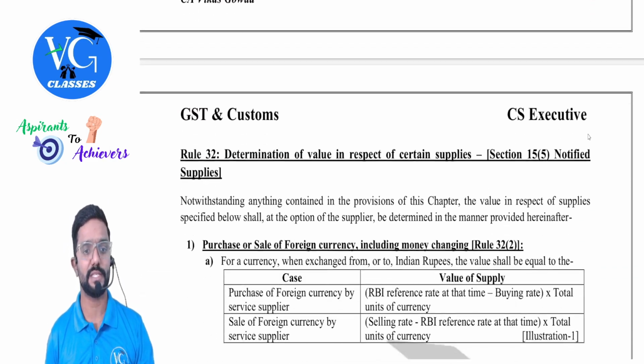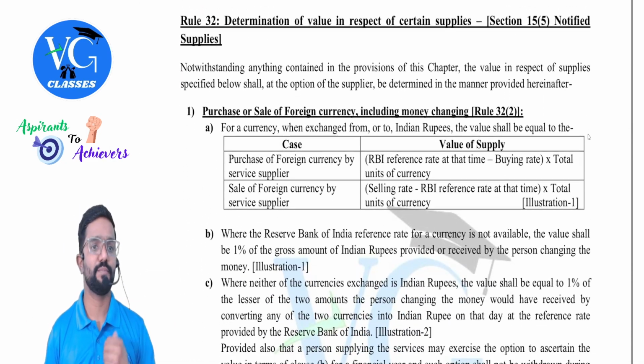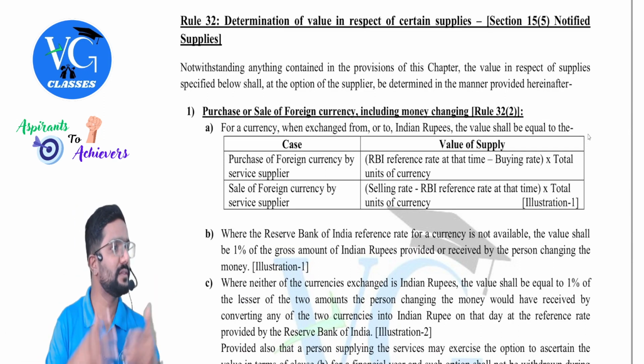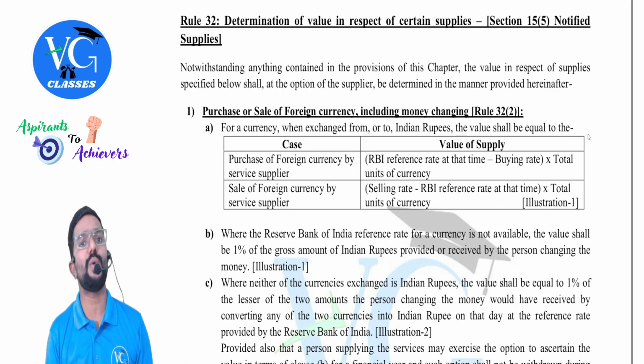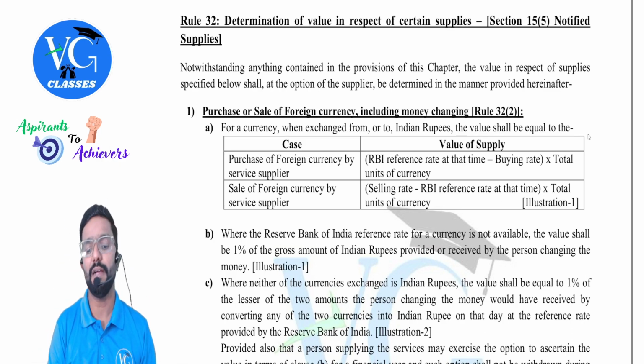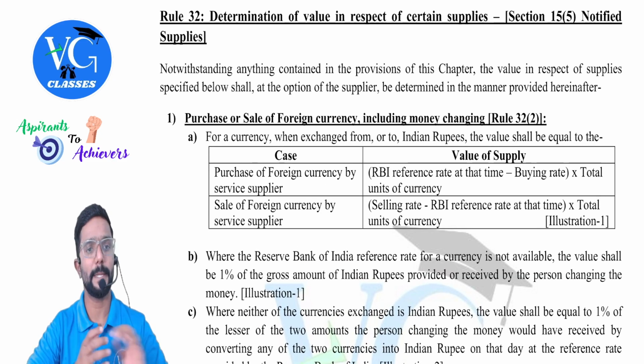Now we have one more set, that is for notified supply. Notified supply, section 15 subsection 5, read with rule 32. In case of a few special supplies, sir, how do we determine the value of supply? They have given it in the rules, so we will understand that.